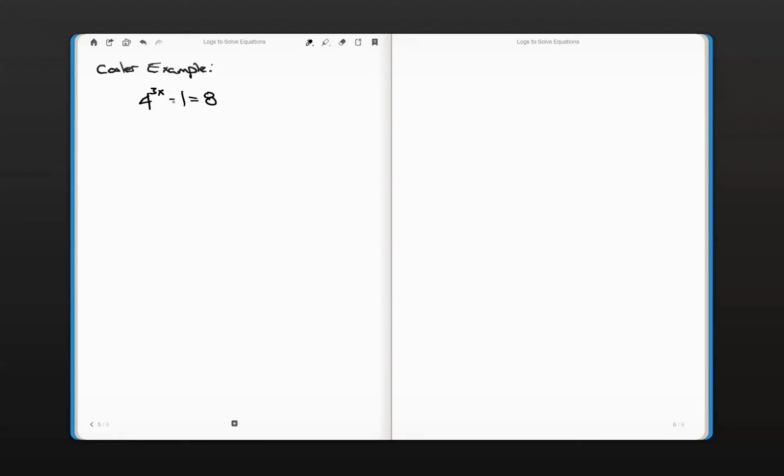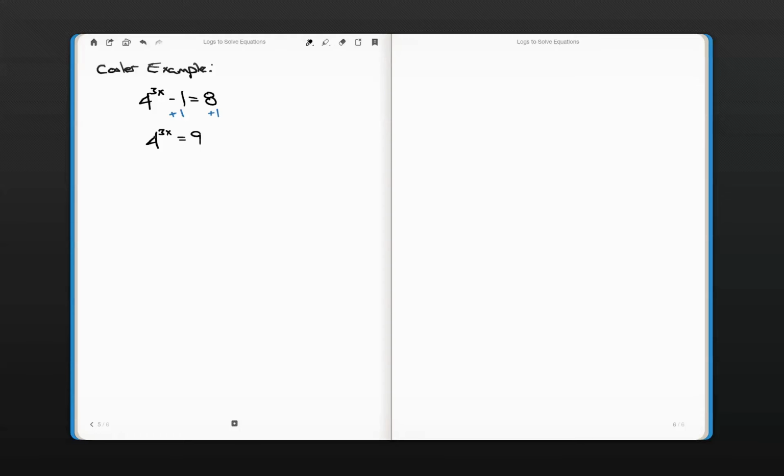Well, the first thing I can do is just say, well, let's get rid of this 1. Let's add that to the other side. So at least I can say, we're going to just add a 1 to both sides, plus 1 plus 1. And so now we're at 4 to the 3x equals 9. So I don't know the exponent. This becomes all of a sudden really tricky.